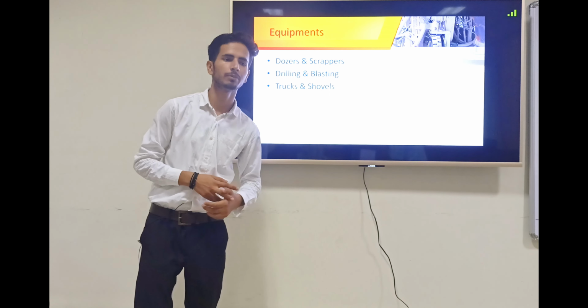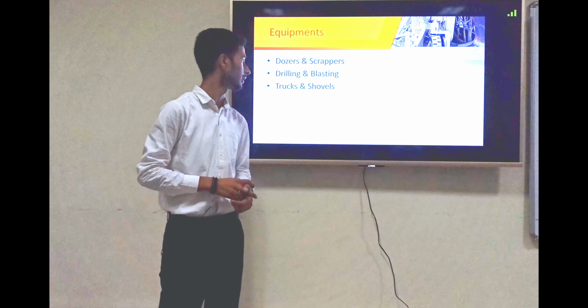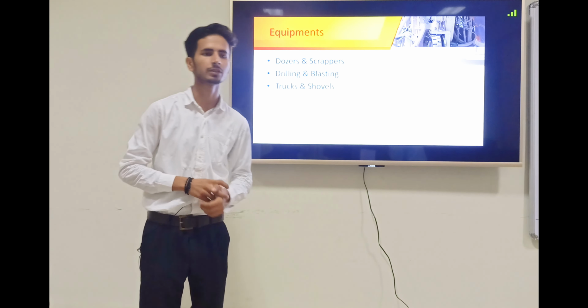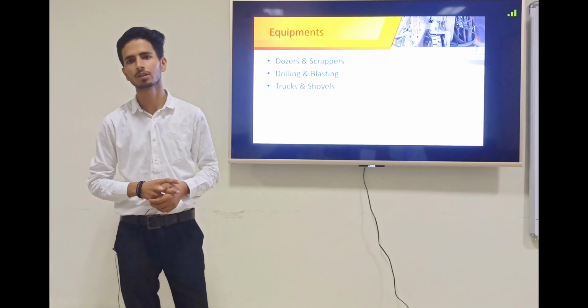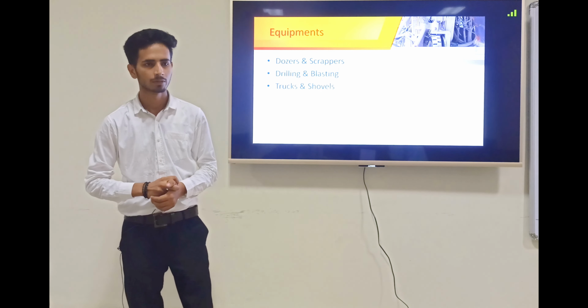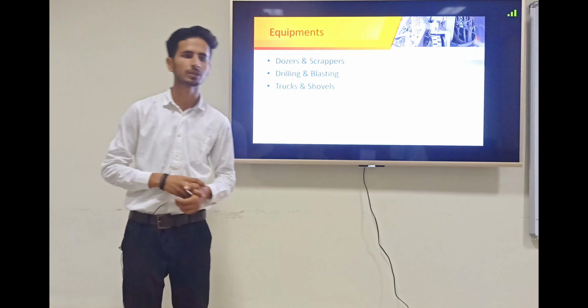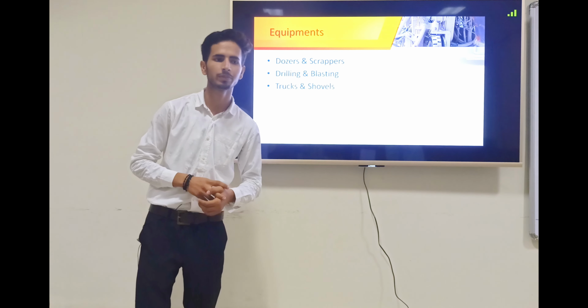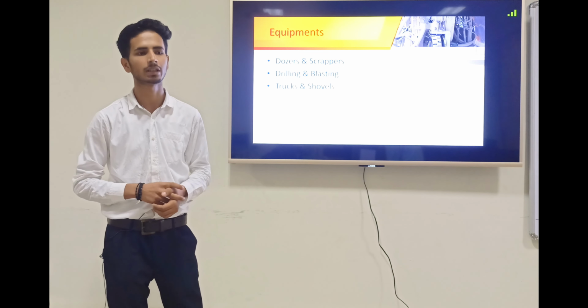Equipment used in mining are dozers and scrapers, drilling and blasting, trucks and shovels. Dozers and scrapers are a variety of equipment used in surface mining. Operators use them on land for clearing the topsoil, removal of soil and preparation of the mining area. For subsequent unit operations, bulldozers and scrapers are heavily used. The pieces of equipment have grown bigger and better over the years.